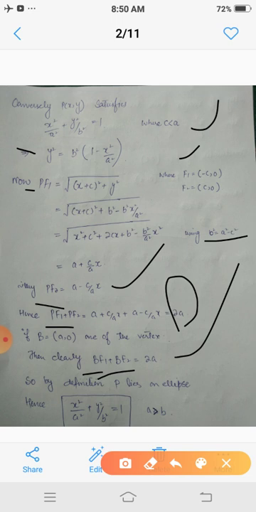Hence, from this we conclude that the standard form of the ellipse whose major axis is on the x-axis and minor axis is on the y-axis is x square upon a square plus y square upon b square equals 1. Here the major axis lies on the x-axis, which implies that a is always greater than b. This means that the denominator of x square is always greater than the denominator of y square.